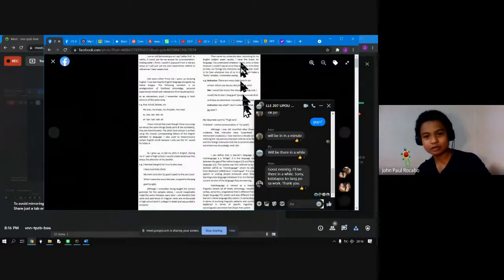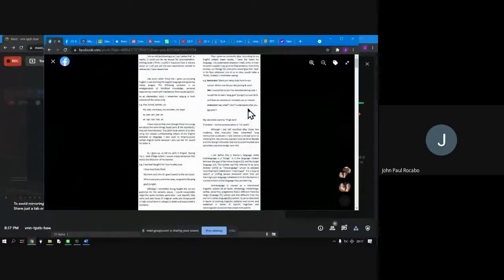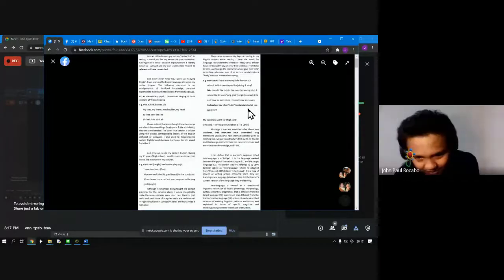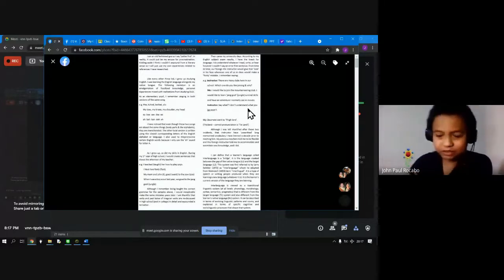Okay natin. So, itong mga naunang paragraphs, it's about my own experiences. So I can define a learner's language called interlanguage as a bridge. Para siyang, it's a metaphor for me. So interlanguage is viewed as a transitional linguistic system. All levels, phonology, morphology, syntax, semantics, pragmatics, that is different from the target language.